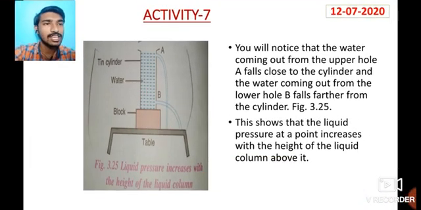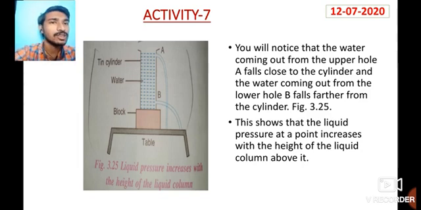Now this is the assignment for you. You have to tell me in which hole the pressure will be more, point A or point B. Here point B has more pressure because pressure at a point increases with the height of the liquid column above it.